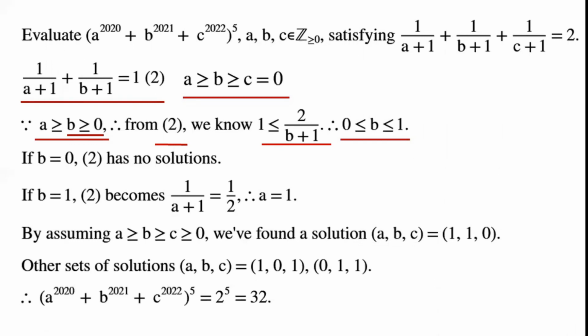a^2020 + b^2021 + c^2022 equals 2. So (a^2020 + b^2021 + c^2022)^5 equals 2 to the power of 5, which is 32.